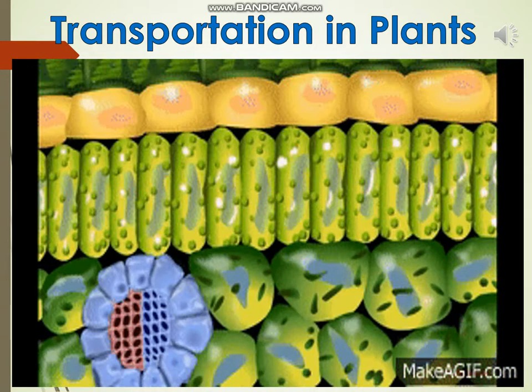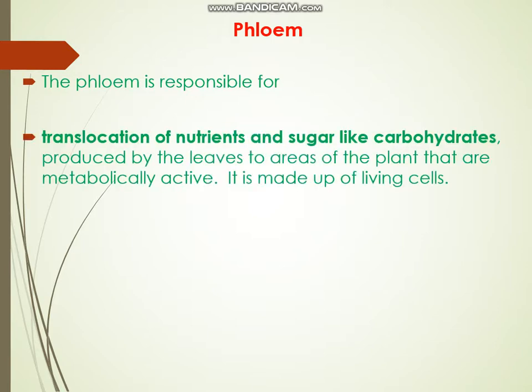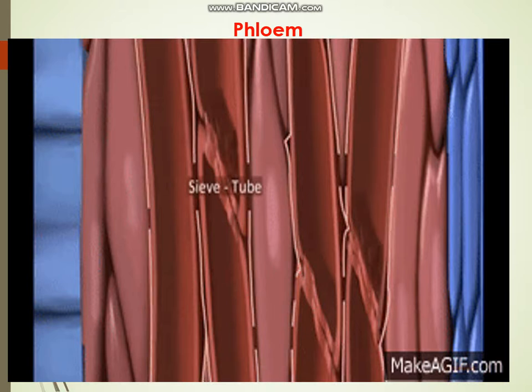Next one is phloem. The phloem is responsible for translocation of nutrients and sugars like carbohydrates produced by the leaves to the areas of the plants that are metabolically active. It is made up of living cells. The cell walls of these cells form small holes at the end of the cell known as sieve plates.